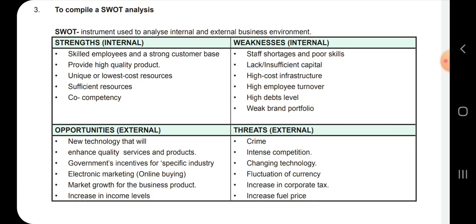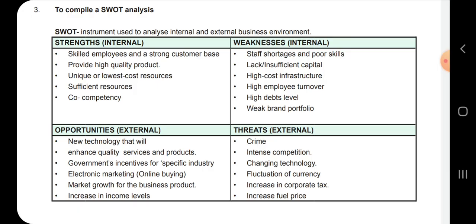If you know that you have skilled people that you have employed in the business, that is your strength, is what you currently have. You are able to provide high quality products. You as a business are able to do high quality product. It's a strength. Unique and low cost resources. That's what you have. Sufficient resources. You have all the resources.